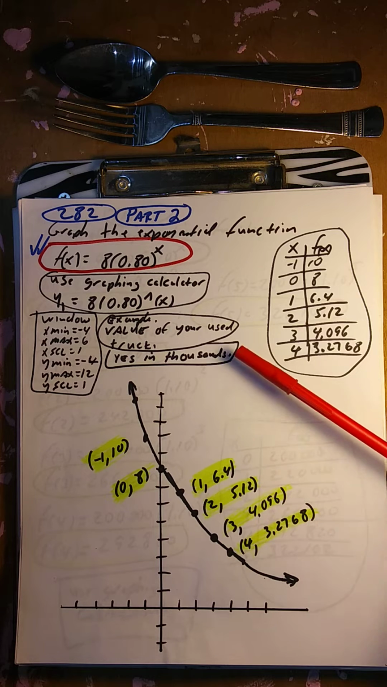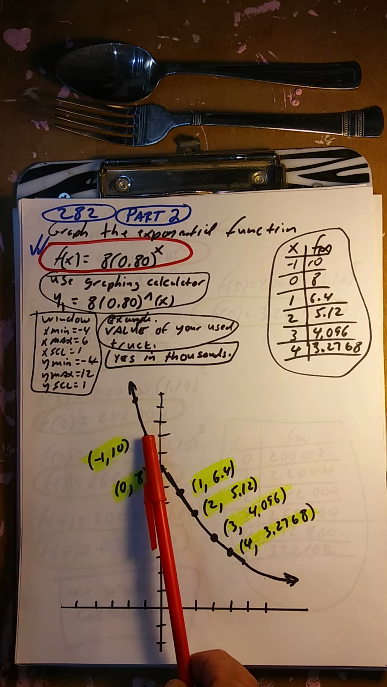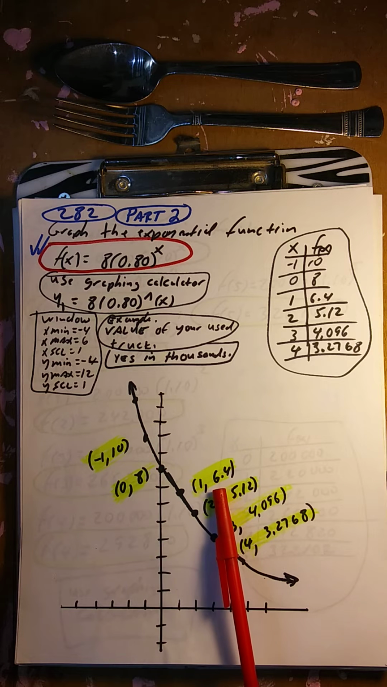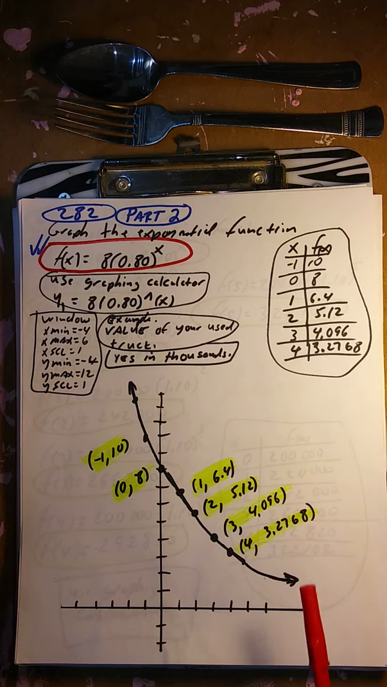Example, value of your truck, in thousands. So you bought it for $10,000. Then it went down to $8,000. Then it went to 6.4 thousand, 5.12, 4.096, 3.27, and so on. It's going lower, lower, lower.